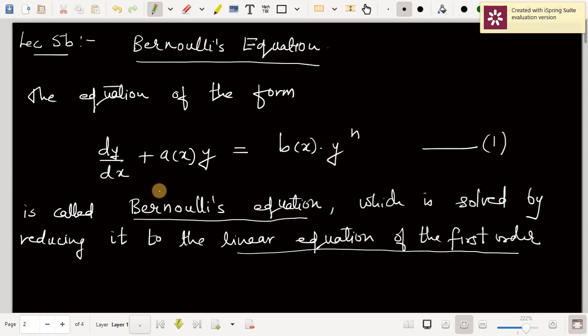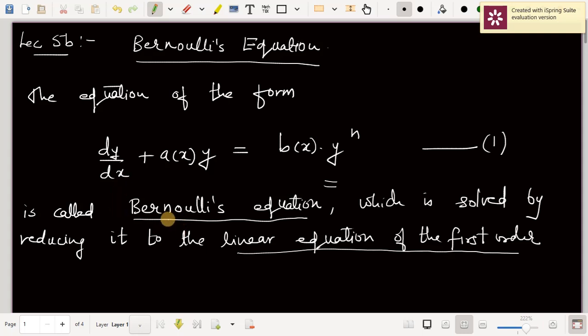What makes this equation different from a linear equation is the term y raised to n, which is attached to the b of x. In a linear equation, this b of x appears as a function of x alone. There is no y raised to n attached to it. So when n is equal to 0, this is definitely going to be a linear equation.